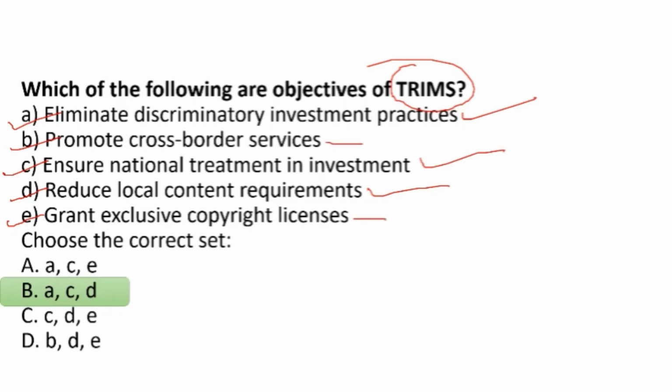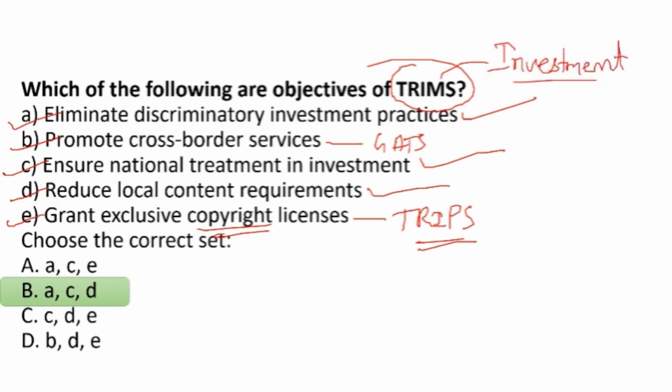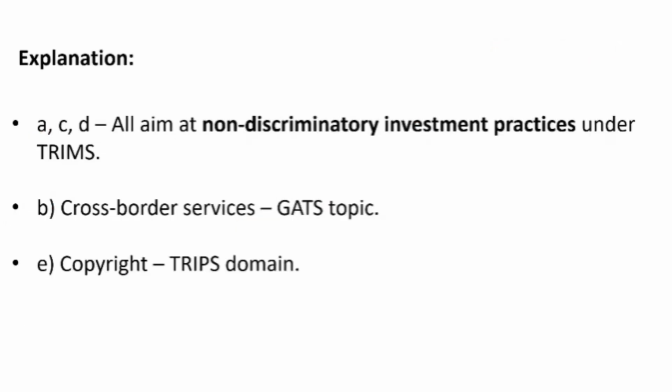Promote cross-border services, that means what? It is related to the GATS. And when it is talking about copyright licenses, then obviously it is related to the TRIPS, not TRIMS. Correct? TRIMS is related to investment. Understanding? ACD all aim at non-discriminatory investment practices under TRIMS, that we have discussed in the theory session, right? Previous session. Cross-border services is a GATS topic, and copyright is TRIPS domain.